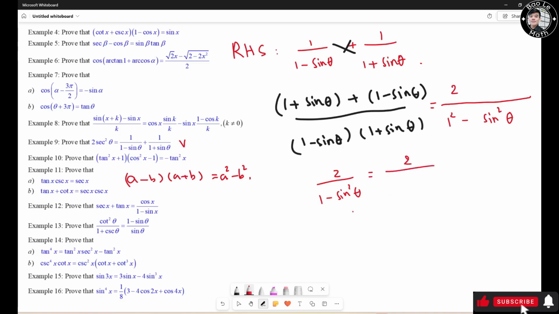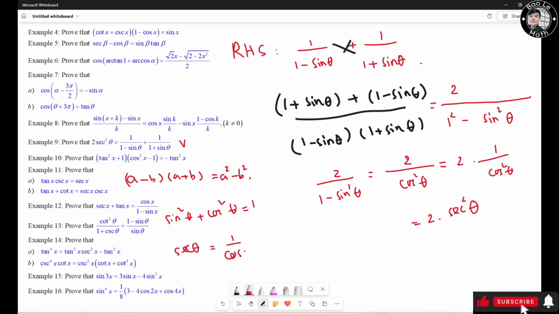Now 1 minus sine square theta is going to be cosine square theta, because you have sine square theta plus cosine square theta equals 1, right? So this guy turns out to be 2 times 1 over cosine square theta, right? And this guy turns out to be 2 times secant square theta, right? Because you have secant theta equals 1 over cosine theta, right? And this guy has been proved, right?